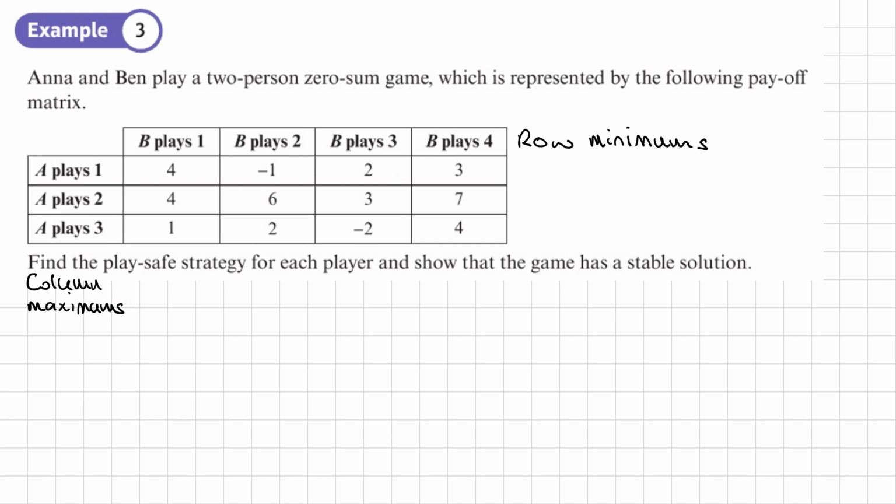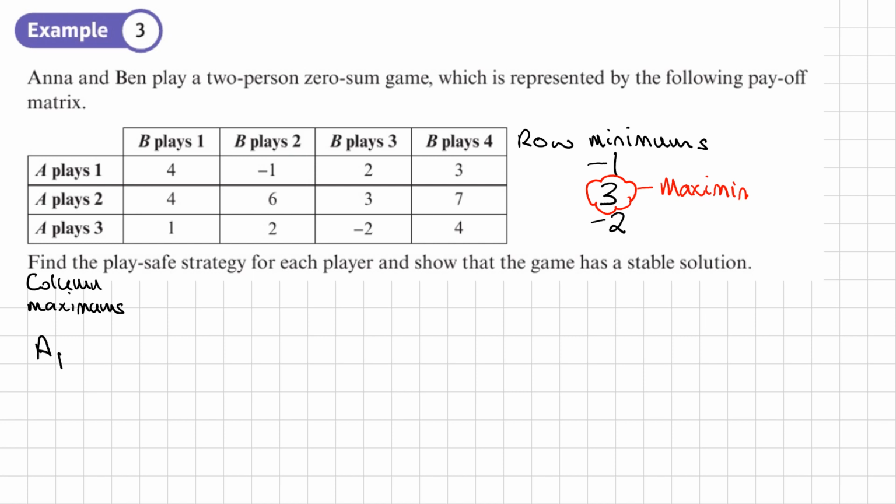So the row minimums, first row the minimum is going to be -1, second row minimum is 3, last row the minimum is -2. We want the maximin, the maximum of the minimums, which is 3. So there's our maximin, which tells us that A should play 2.